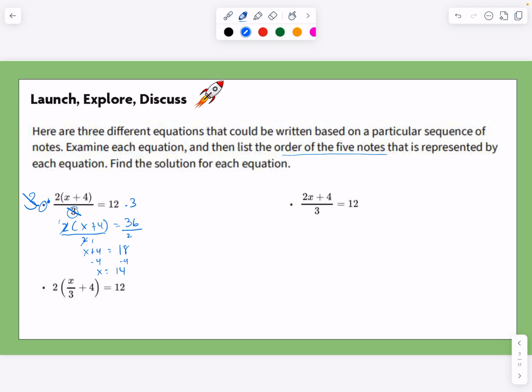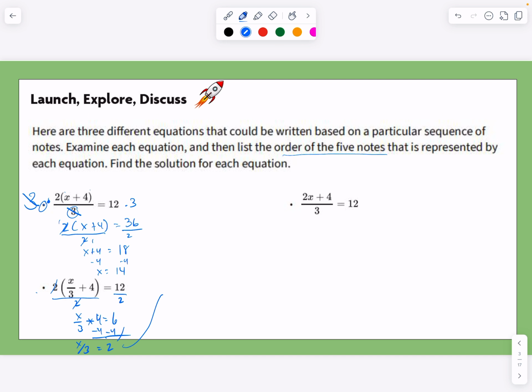Now, if I do this one over here, with similar numbers, we have 2 times x divided by 3, or x over 3, plus 4 equals 12. Similar things, but let's see what this works out to be. You can see how we're playing with different parentheses here to change the structure of the problem. The first thing I would do here is divide both sides by 2 in order to eliminate the 2 next to the parentheses. Now I have x over 3 plus 4 equals 12 divided by 2, which is 6. The next thing I would do is subtract 4 from both sides so that I have x over 3 equals 6 minus 4, which is 2.